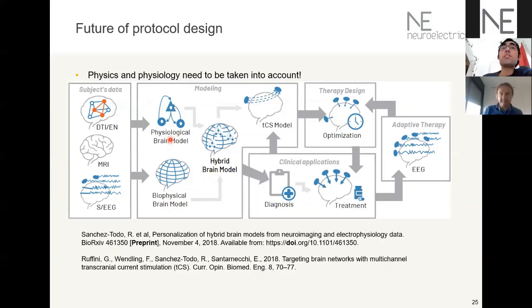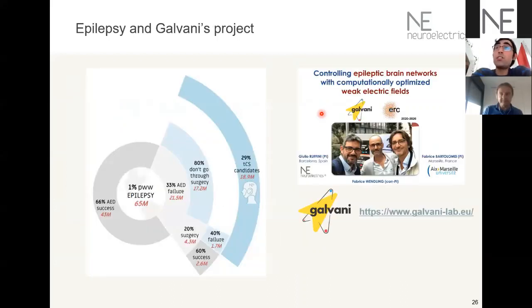And the idea is to combine these two layers into what we call a hybrid brain model. And then this hybrid brain model will be a much better way to do therapy design. So to optimize and to get the dose parameters that will have an effect on a particular application. We believe this so much that we submitted a project, and we were granted a project by ERC to control epileptic brain networks using these hybrid brain models. This is a really interesting project. We call this the Galvani project. And if you follow this link, you'll find more information about this project.